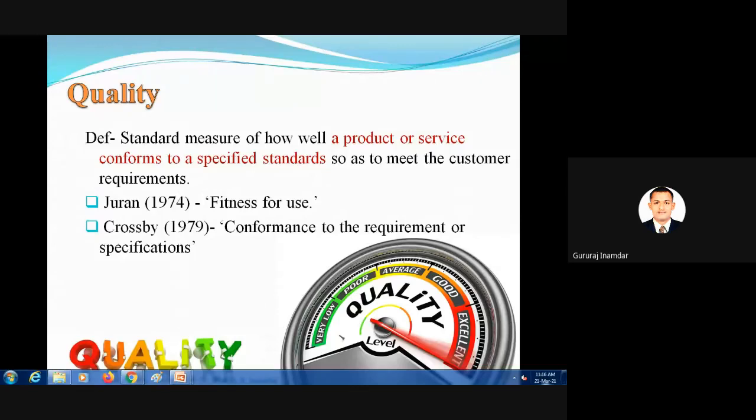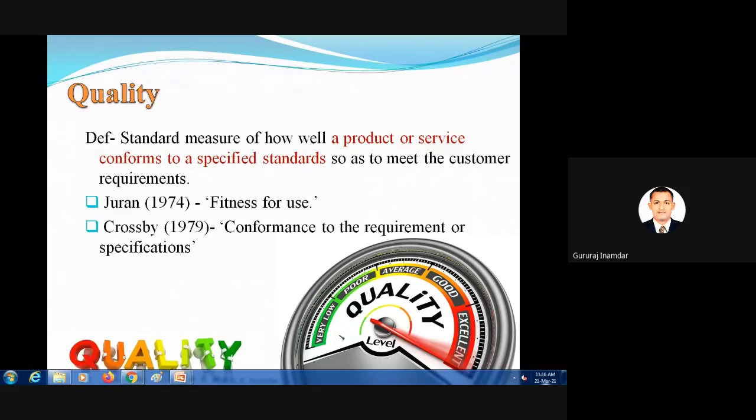Next, academician Crosby has given the definition: conformance to the requirement or specification. Conformance is nothing but the guarantee to the requirement or specification, whatever the requirement or specification of the customer. So we have to give that quality or that product to the customer. Suppose customers are expecting a two-wheeler.